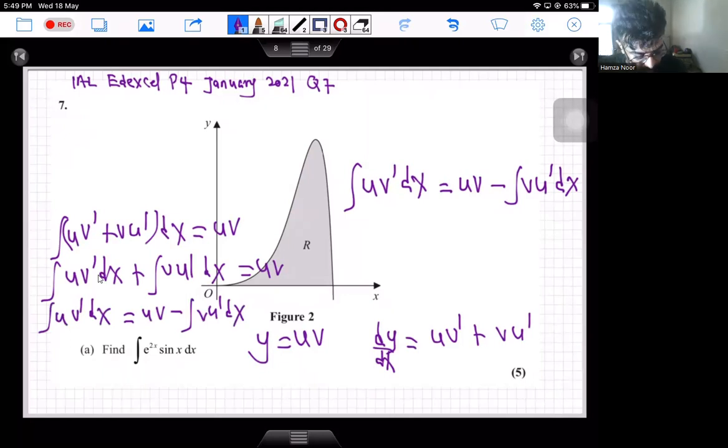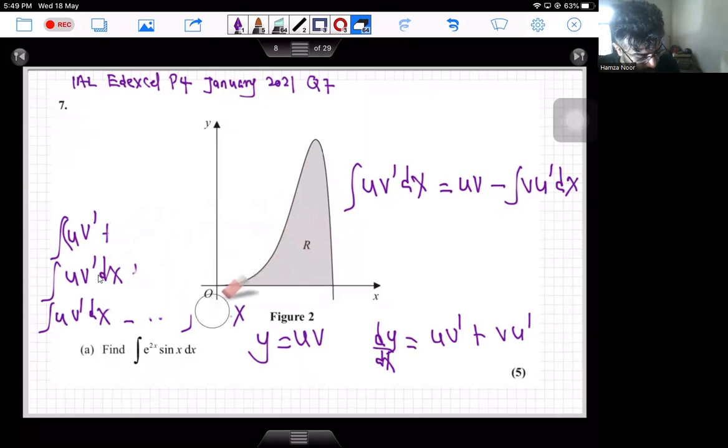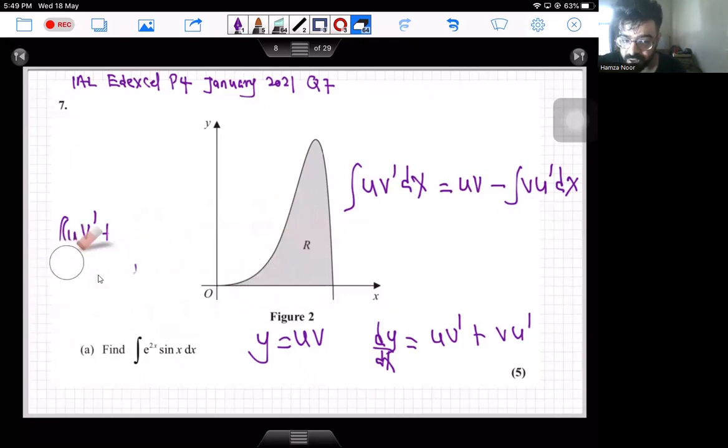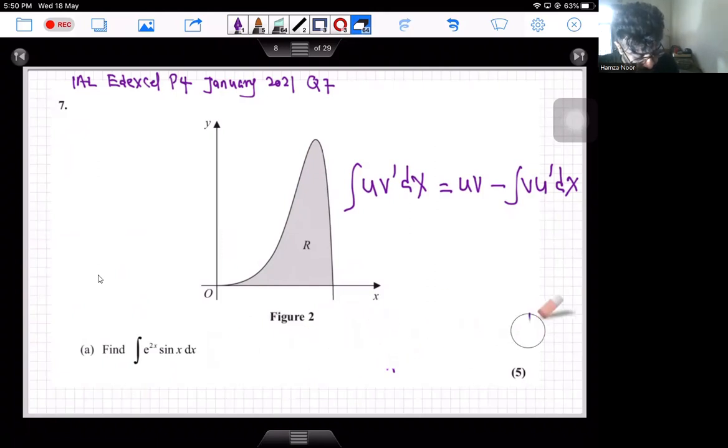So this is just a little bit of explanation on the proof of this formula. You don't need this proof in your exam. All you need to do is just apply this formula. So basically the integrand, the function which is supposed to be integrated, is given to you in the form of u times v dash. Now the question arises: what to take in place of u and what to take in place of v dash?